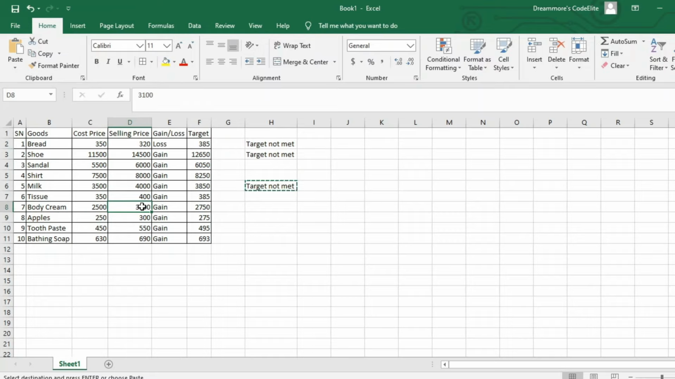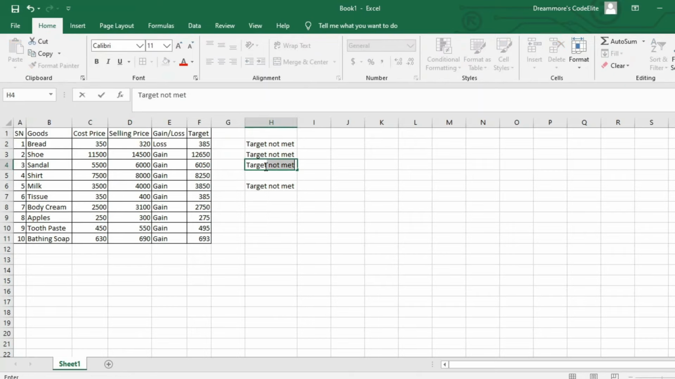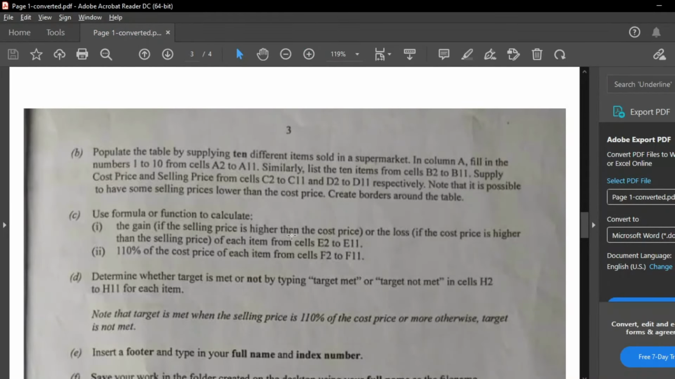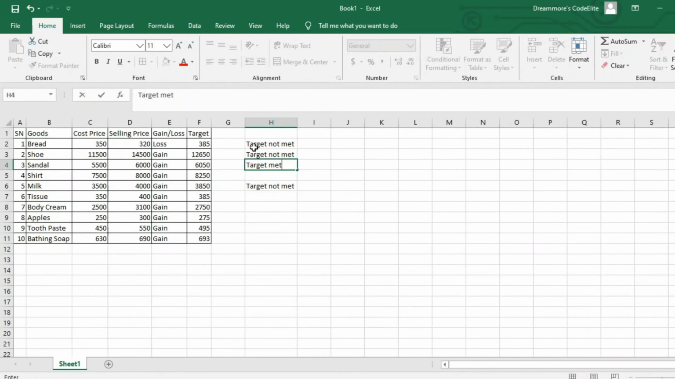So this price is higher than this price, so the target is met. This price lower than this, met. This price higher than this, met. This price higher than that, met. So for all of this we met target apart from these three, so we'll just do target met. I hope that's what they want us to type there. Let's confirm again. Yes, that is what they want us to type.